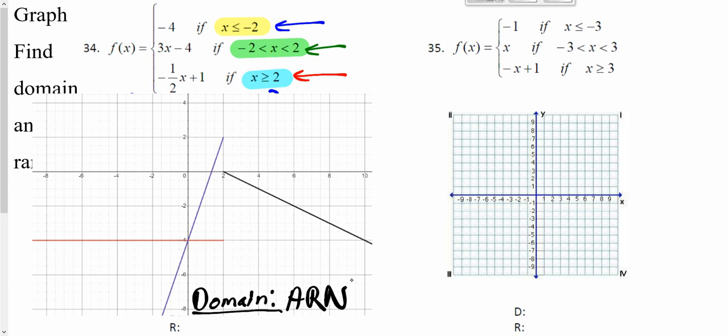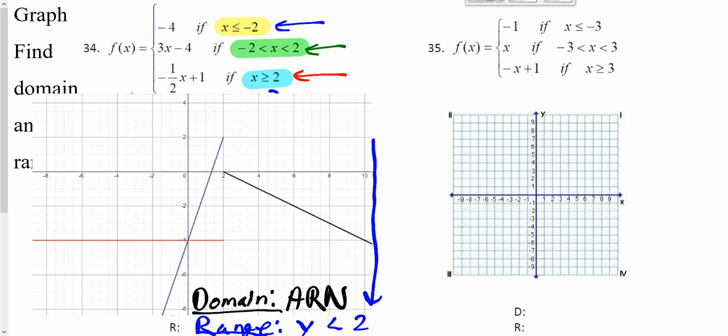Now, your range, you look at your graph. Now, you'll notice that this bluish purple line starts at a height of 2 and goes down forever, which also includes everything that the black does for your height, that also includes the red. So your range would be y would be less than 2. We now have to decide if it's less than or equal to or greater than or equal to, and that's where Desmos doesn't do a good job of showing you.